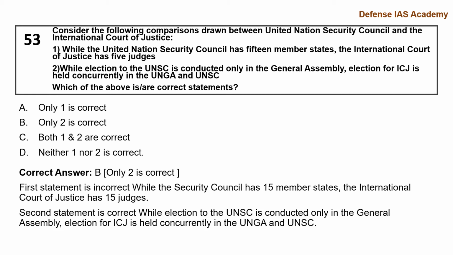Only 2 is correct. While election to the UNSC is conducted only in the General Assembly, election for the ICJ is held concurrently in the UNGA and UNSC. The first statement is incorrect: while the Security Council has 15 member states, the International Court of Justice has 15 judges. The second statement is correct: election to the UNSC is conducted only in the General Assembly, and election for the ICJ is held concurrently in the UNGA and UNSC.